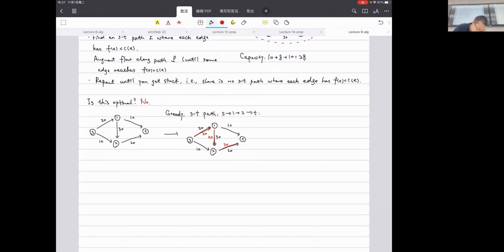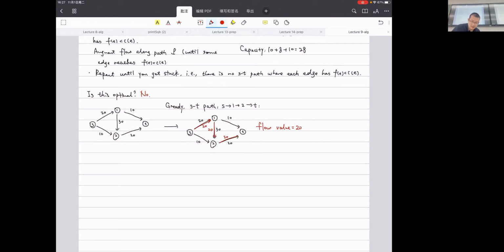This suggests that currently we do not have any ST paths here. This concludes that for this graph, the flow value just equals 20. So this is a flow that we found through the greedy strategy. And this is a very important observation.